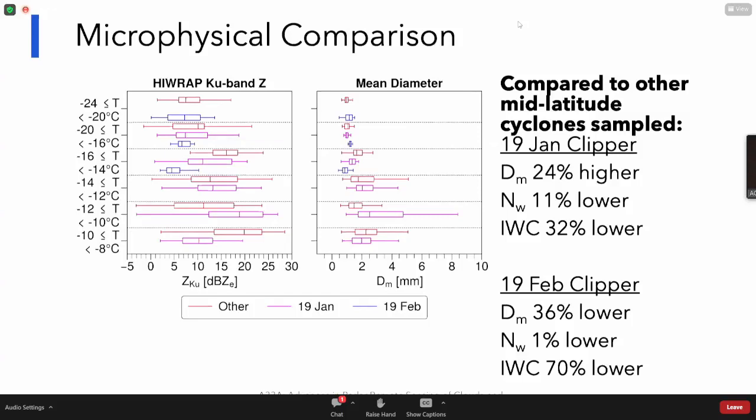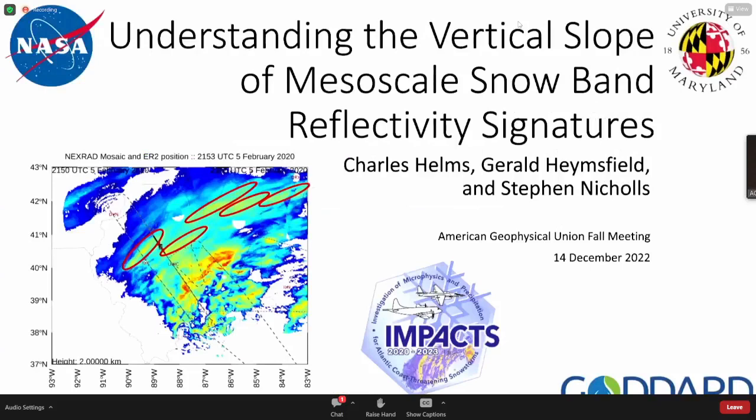The next one is by Chip Helms, and he's going to. Hi, I'm Chip Helms. Oh, all right. See, it is Chip. Okay, so Chip's going to talk about understanding the vertical slope of mesoscale snow band reflectivity signatures.